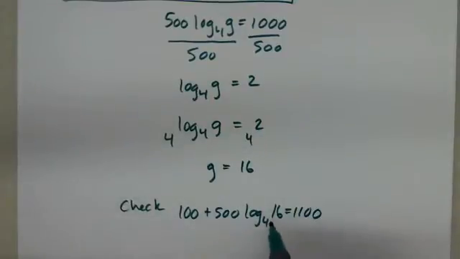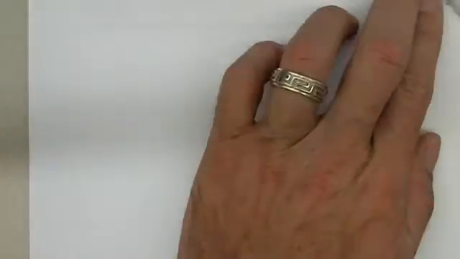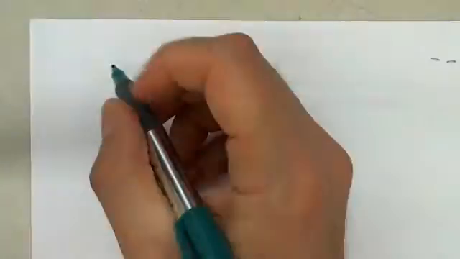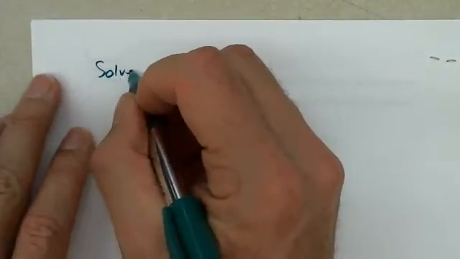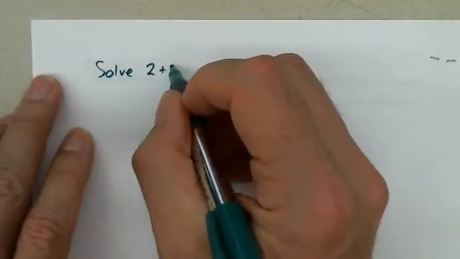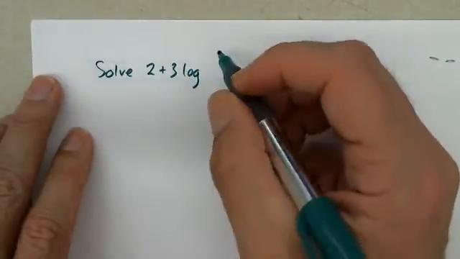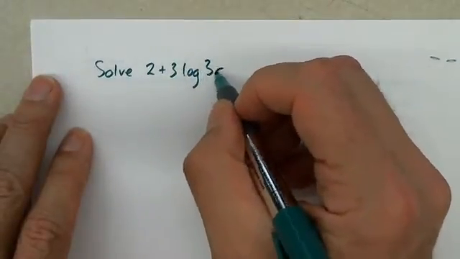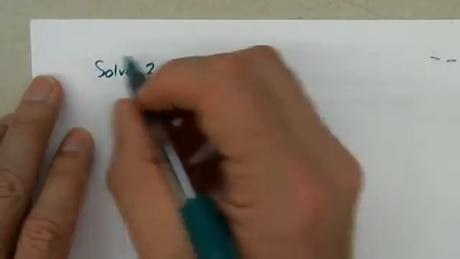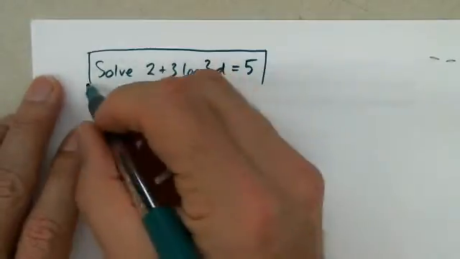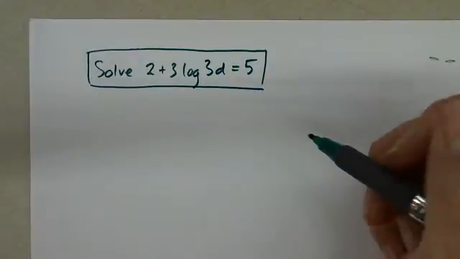And it does work. Log base 4 of 16 is going to be 2. 2 times 500 is 1,000 plus 100 is 1,100. Pause the video and try that.